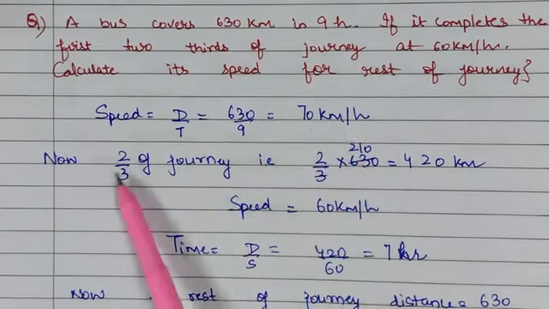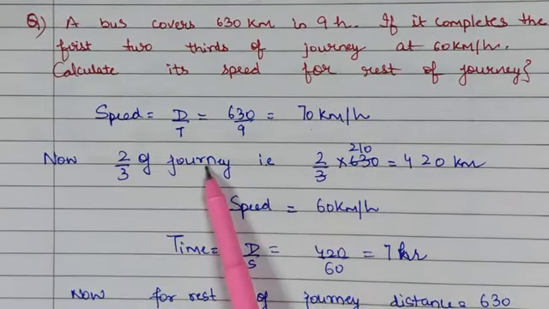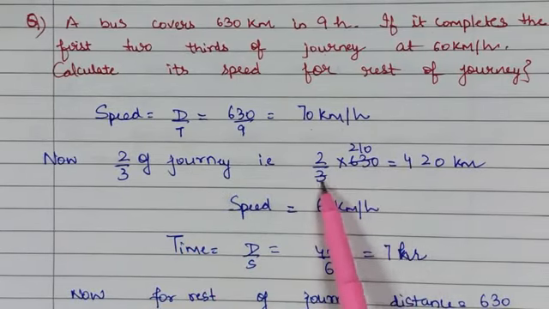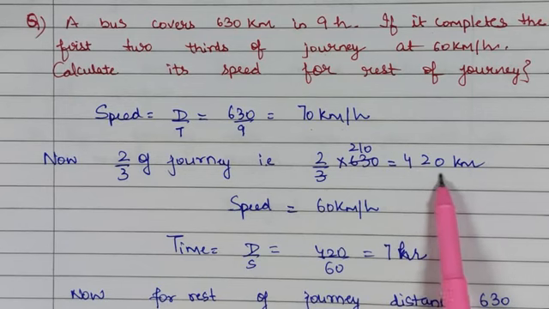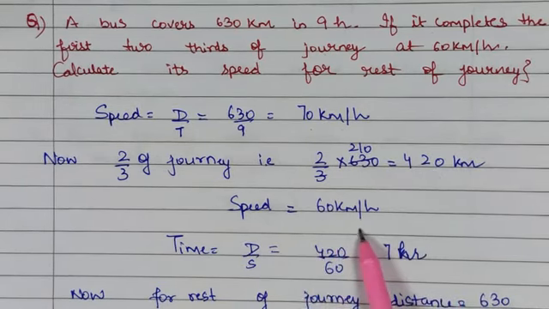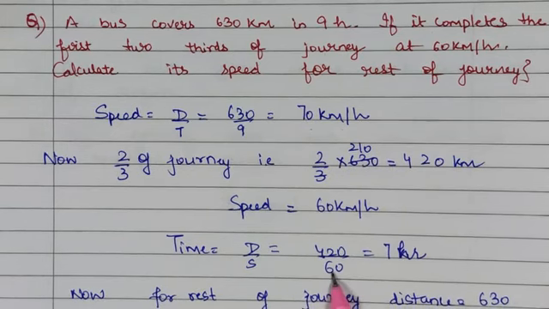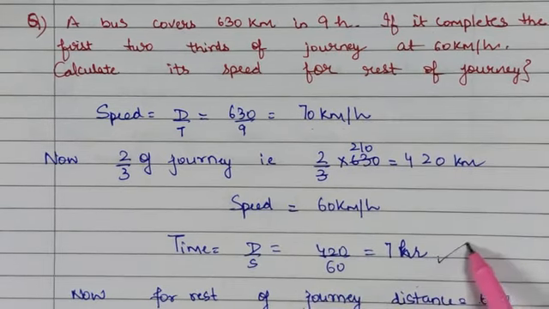Now 2/3 of the journey. What was the journey? That was 630. So 2 by 3 of the journey, that is 420 kilometer distance, he is covering with the speed of 60 kilometer per hour. So let us find how much time he took to cover that distance. That is distance upon speed, 420 upon 60, we get 7 hour.